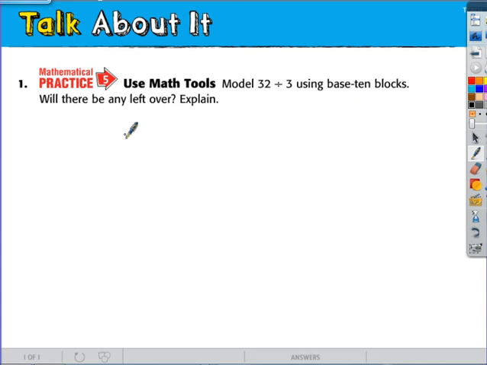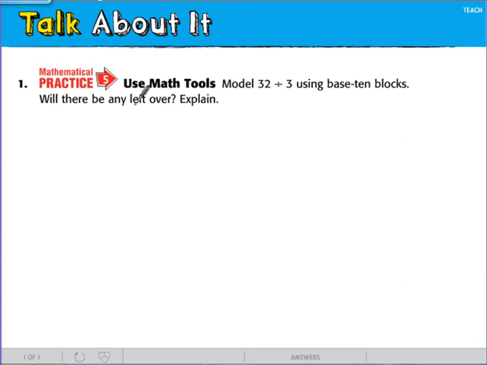Alright. I'm going to walk through this first one to talk about it. Your homework is going to be 165 and 166, 1 through 12. All right. So let's do this. We're going to use some math tools. So it's modeling 32 divided by 3 using base 10 blocks. Will there be any left over? Explain.